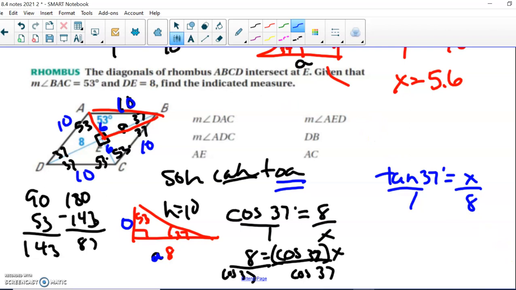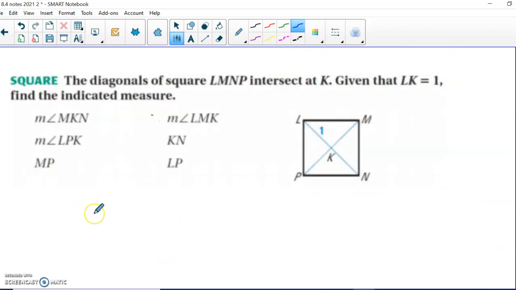Let's do one more with a square. All right, a square, they didn't have to give us much. They gave us that LK, half of one of the diagonals, is 1 unit. So we know that all of these diagonals are 1 unit long. We also know that all the angles are right angles. And because a square is a rhombus, we take that 90 and we cut it into 2 45s. So we're looking at a bunch of 45, 45, 90 triangles. And again, the diagonals are perpendicular because a square is a rhombus.